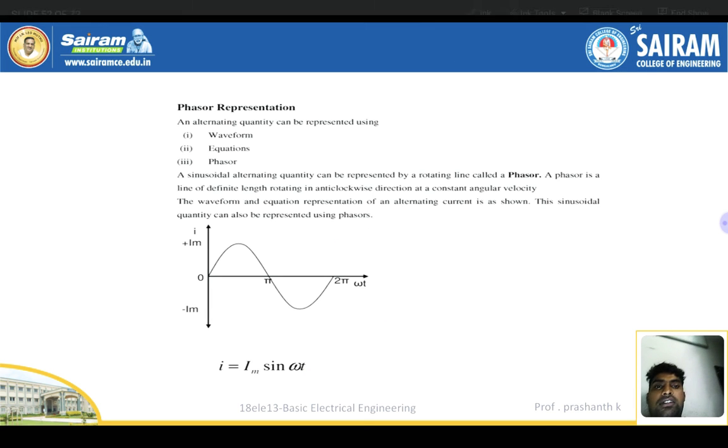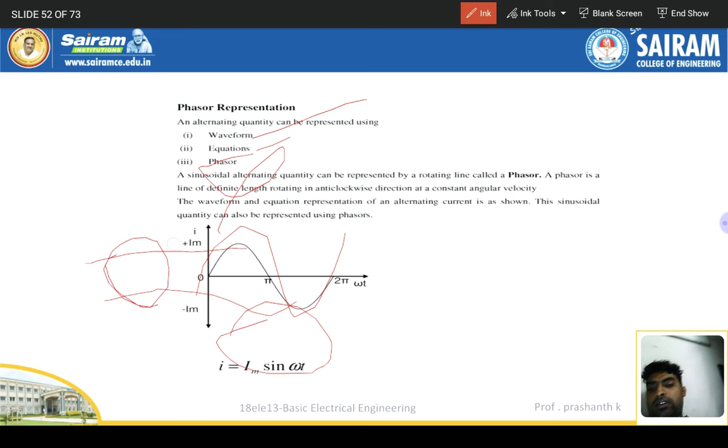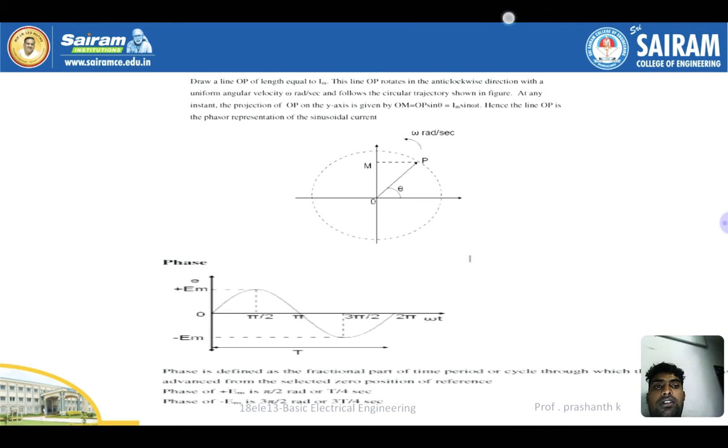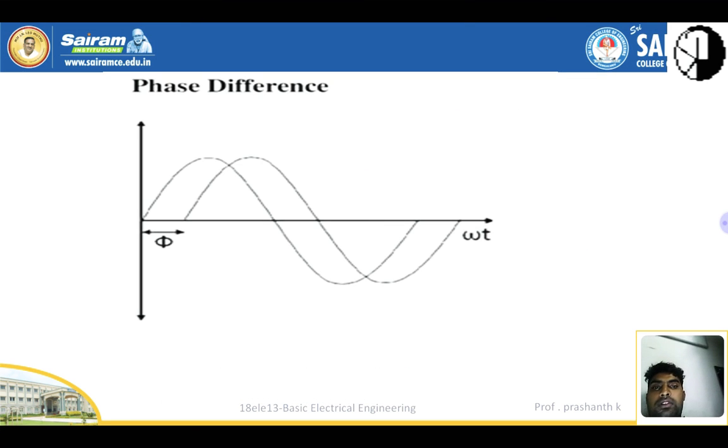Next there is the phasor representation. The waveform is this one, the equation is this one, and a phasor is the alternating quantity at a particular instant, at a particular location. If suppose there is a conductor present, the location or movement of this conductor is called a phasor. This one is a phasor. The alternating quantity at a particular instant, and this is the waveform of the sine wave. Phase difference is the difference between any two alternating quantities, current and voltage, the phase difference omega t.